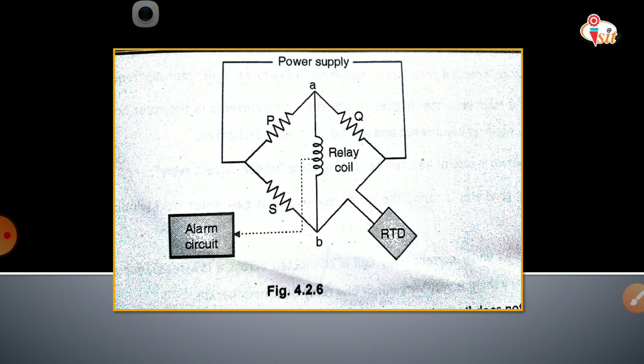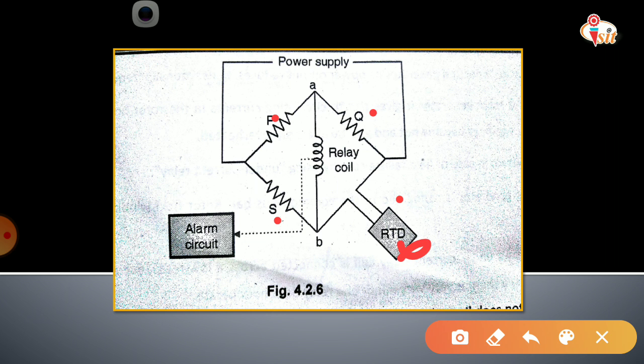Here are P, Q, S, and here is R, that is the fixed value. P, Q, S are the fixed value resistances, and the RTD is connected in one arm of the Wheatstone bridge, and the RTD is kept in the stator slot of the alternator. So here the RTD is used in one arm of the Wheatstone bridge, and P, Q, S are the fixed resistances. So we know the basic condition of the Wheatstone bridge.